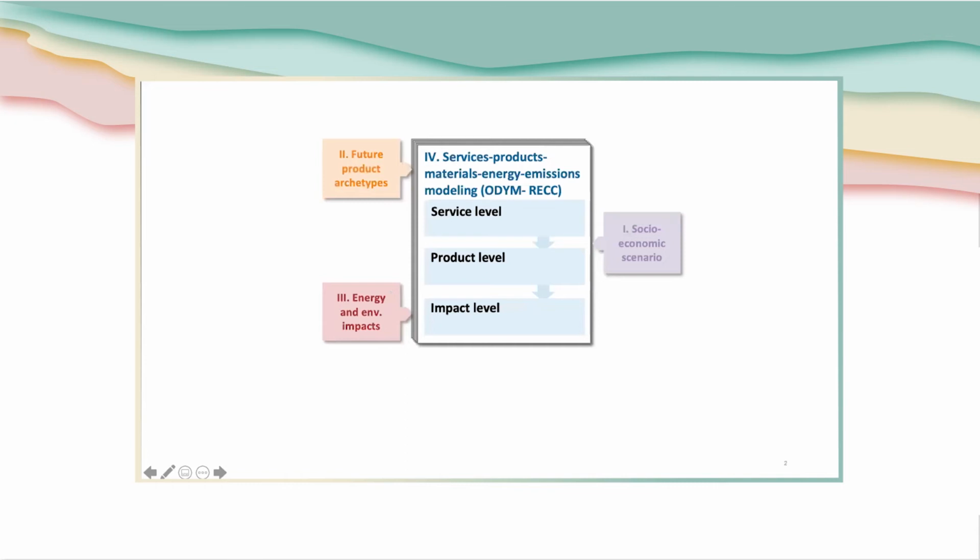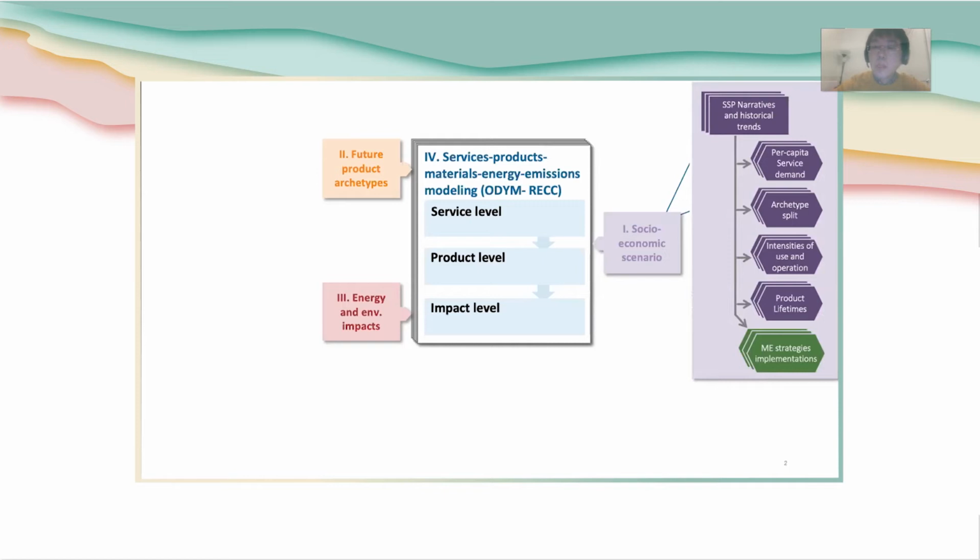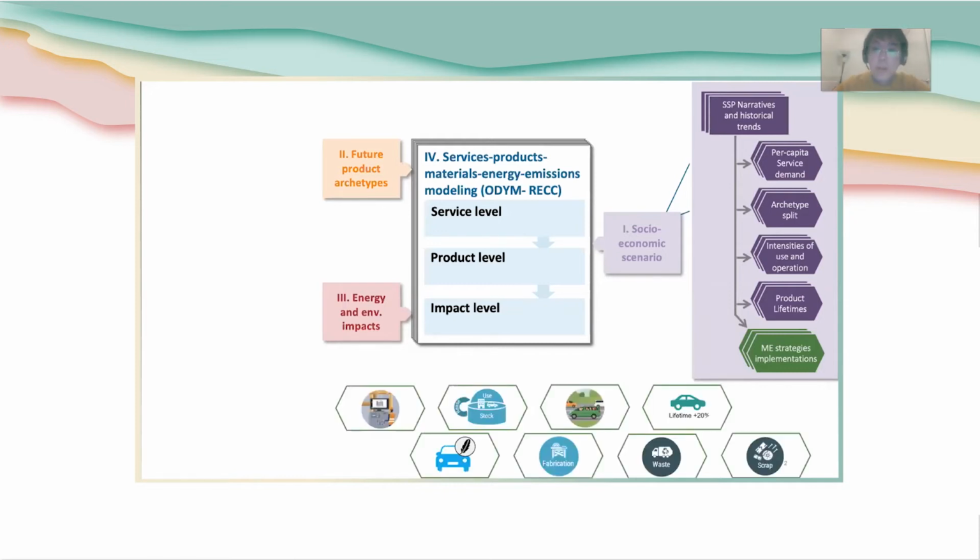Just a quick refresher on the model structure. You've already seen this, the third time, I believe. We have four different modules. The first is the socioeconomic module, where we convert the qualitative scenario descriptions into quantitative variables, such as the annual travel demand in a specific region, archetype split, and also the target and the implementation curve of material efficiency strategies. The second module is the archetype module, where we provide, for example, the material composition of the vehicles and also the fuel economy of vehicles.